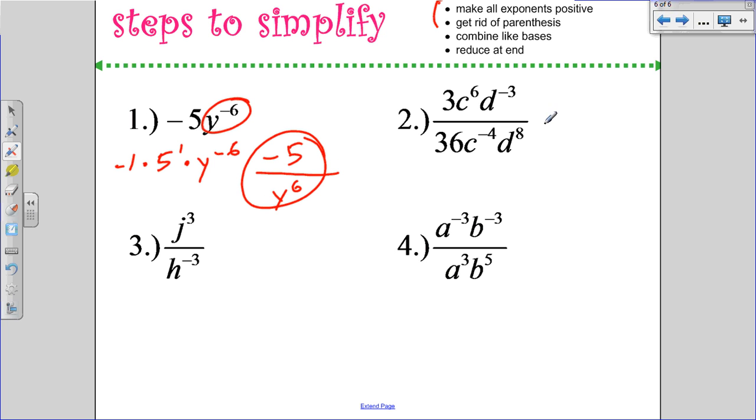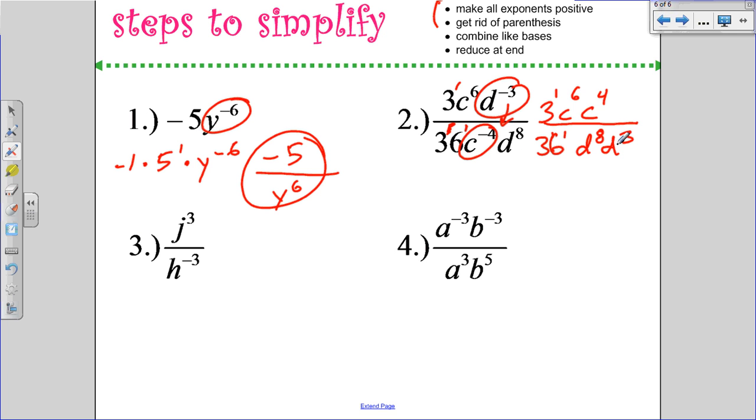Now here what we want to do is first make everything positive. So the 3, that's to the positive 1st power. Put exponents on everything. So 3 to the 1st, no problem. C to the 6th, no problem. Now D to the -3, I want to move that downstairs. So I'm going to put that down here. D to the +3. Now let's do the bottom. I'm sorry, that's 36 to the 1st power. Should go there, not there, sorry. C to -4, make that positive, so put it upstairs. And D to the 8th, that's already positive, so leave it alone on the bottom.